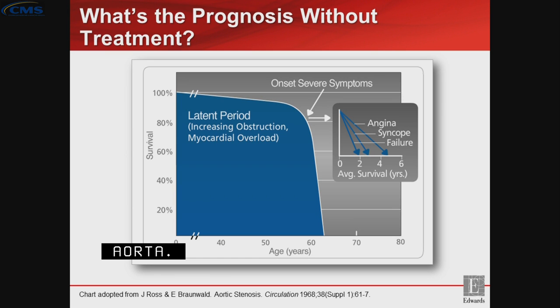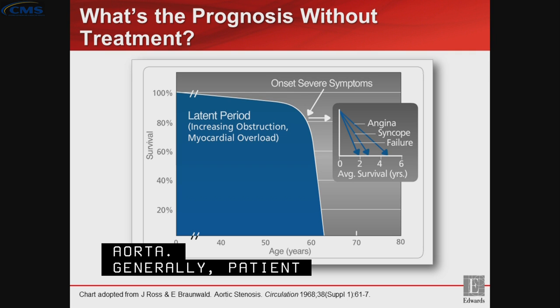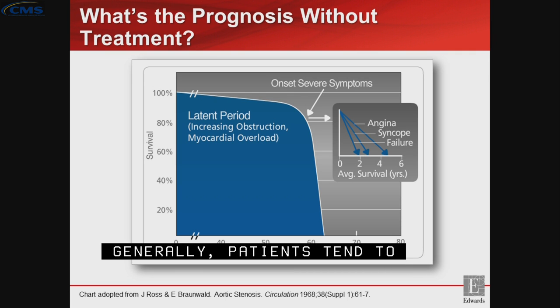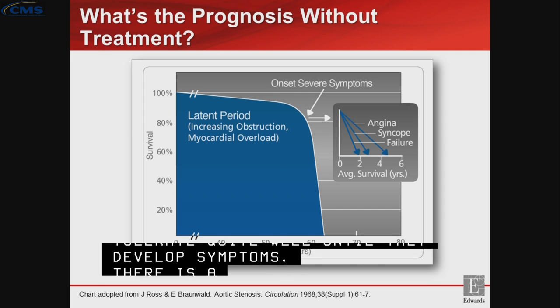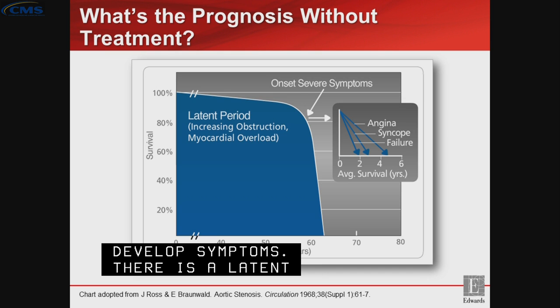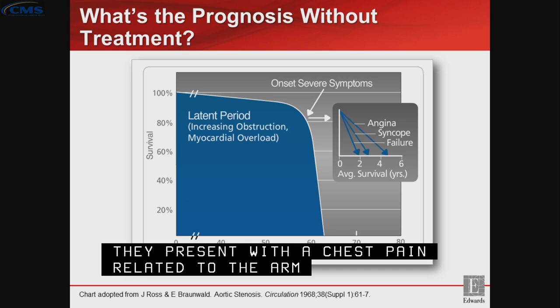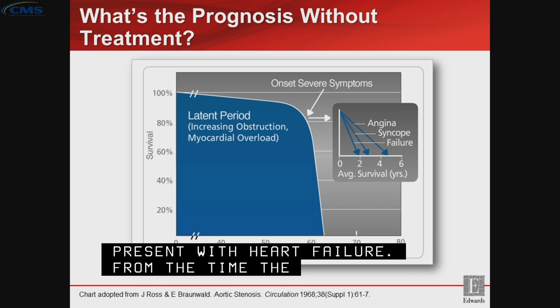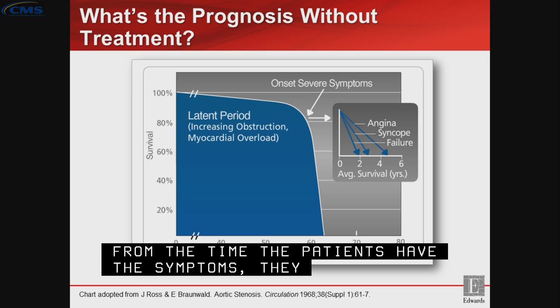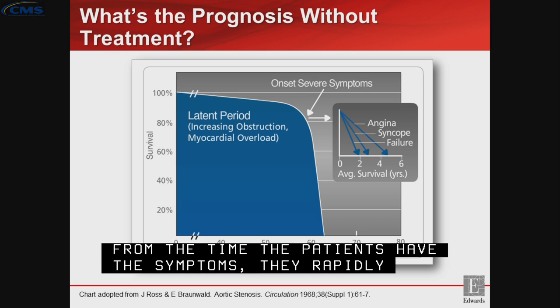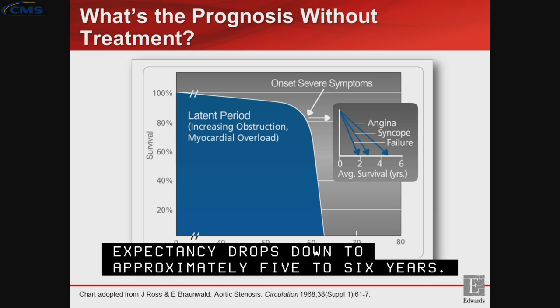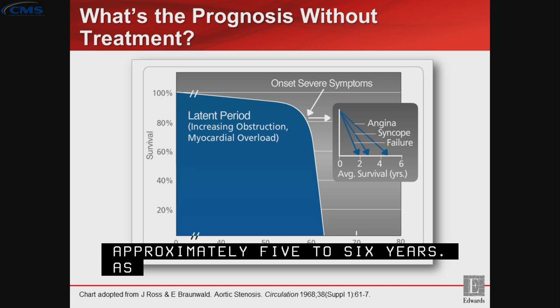Generally, patients tend to tolerate it quite well until they start developing symptoms. So there is a latent period, and they present with angina, which is a chest pain radiating to the arm, or they can present with syncope, loss of consciousness, or they can present with heart failure. From the time the patients develop the symptoms, they rapidly deteriorate, and life expectancy dramatically drops to approximately 5 to 6 years. As you can see there, if they develop heart failure, then they have a life expectancy of about 2 years. So this is a very serious condition on its own.